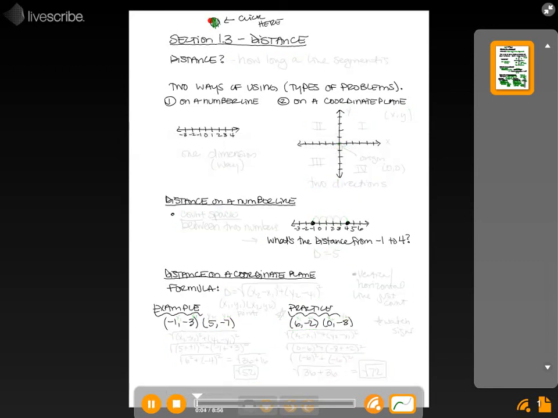Alright, this is our video for section 1.3 on distance. So we're going to talk about distance. First thing we want to do is figure out what distance is. Now our definition for distance, it's pretty basic and you probably already know what it is. It's how long a line segment is.